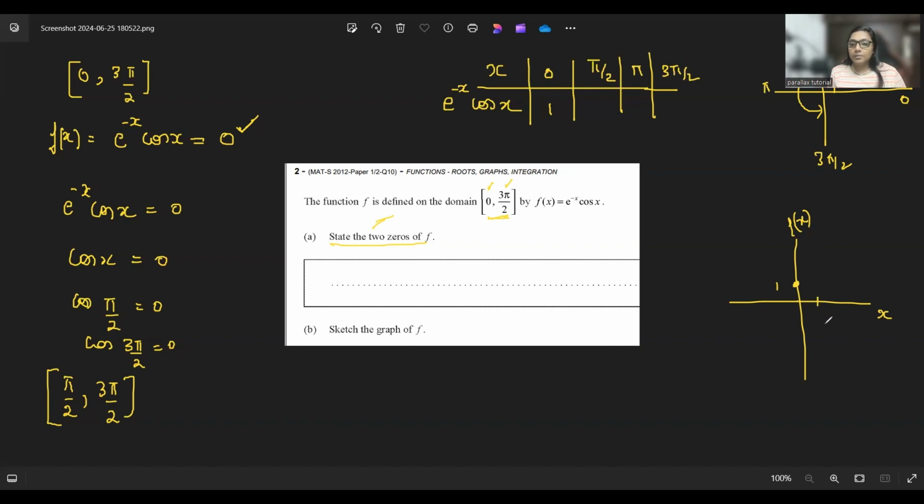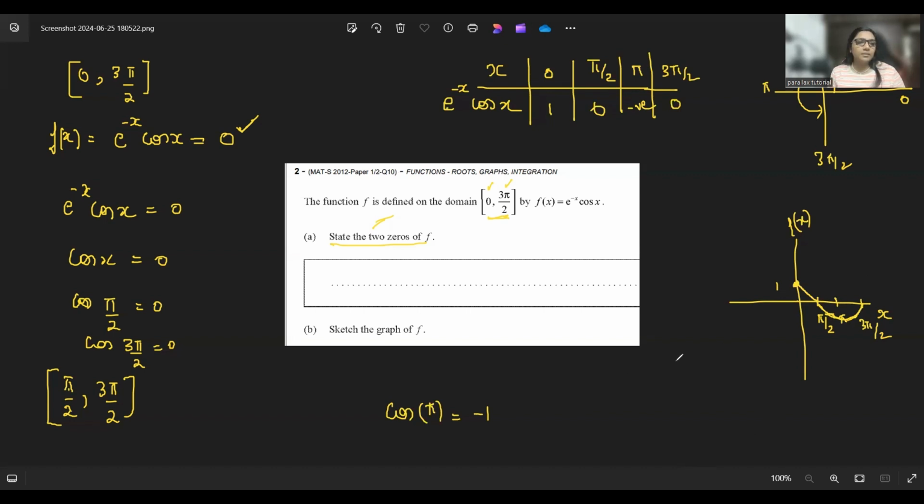Then let's name the x coordinates. This will be pi by 2. This will be pi. This will be 3 pi by 2. At x is equal to pi by 2, we already know it's 0. So it will become 0. Let's bring down the function. Then at x is equal to pi, what will it be? So cos of pi is -1. So you'll have some negative value because it's e to the power minus pi over there. So you'll have some negative value which we don't know what it will be for pi, okay? And then at 3 pi by 2, it will be again 0. So it will go back to this. So the graph would look like this.